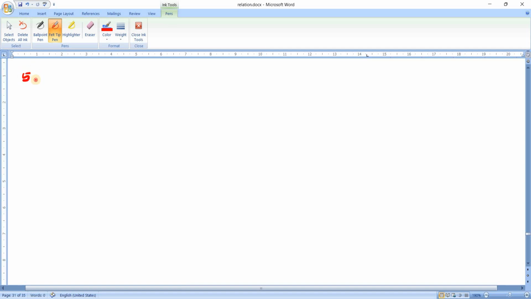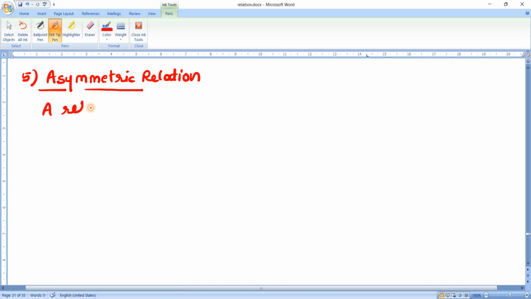Let us understand the next definition in the types of relations. In the last lecture, we studied symmetric relation, and today we will understand what we mean by asymmetric relation. Asymmetric relation is actually the opposite of symmetric relation. Let's define this first.